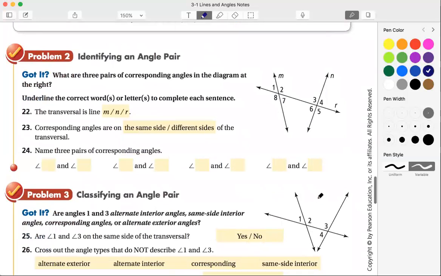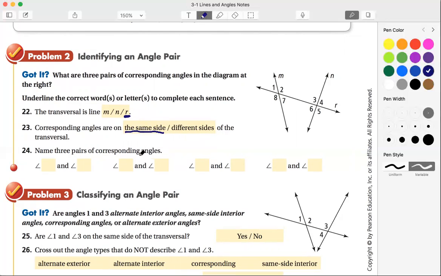All right, problem 2. What are 3 pairs of corresponding angles in the diagram at the right? So, which is the transversal? We have 2 lines, M and N, and they're both intersected by R. So we are going to underline R. R is the transversal. Corresponding angles are on the same side of the transversal.